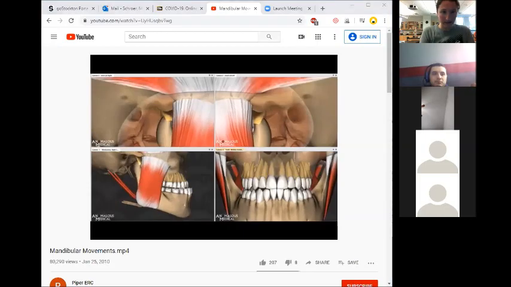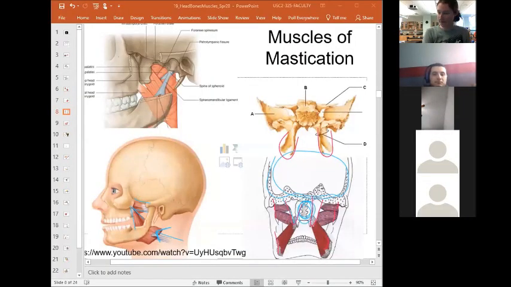All right, let's see if I can. Okay. So again, the pterygoids.